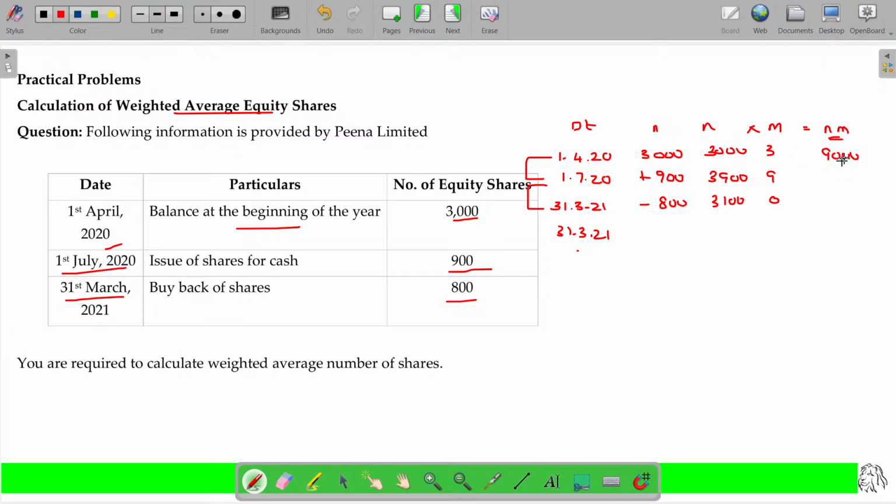9000. And what about this one? 3500 and 4400. This is for the year. Per month on average, come on, tell me, divide this by 12. 3675. This will be the weighted average number of shares you have. Weighted average number of equity shares. Is that clear?